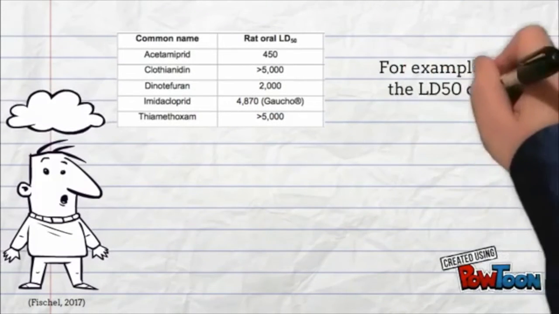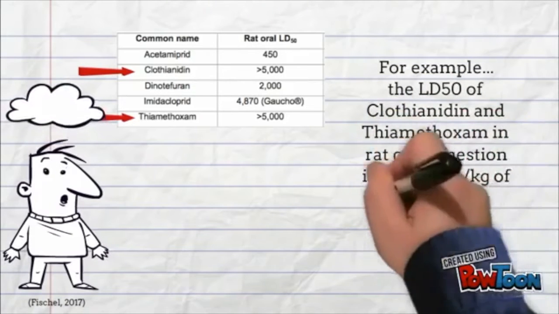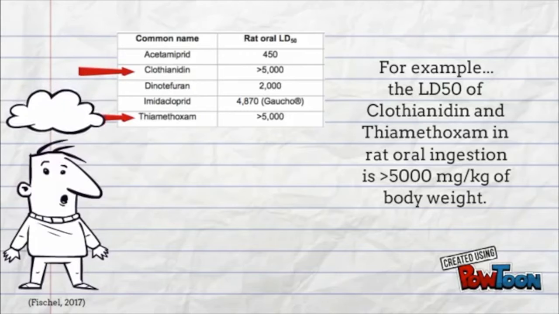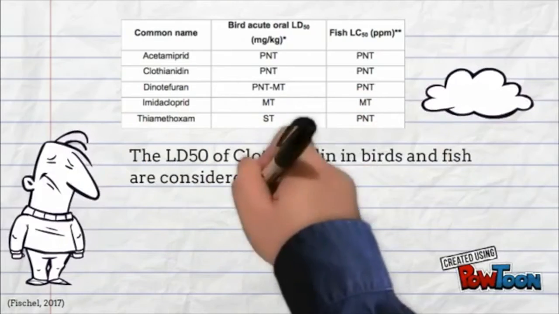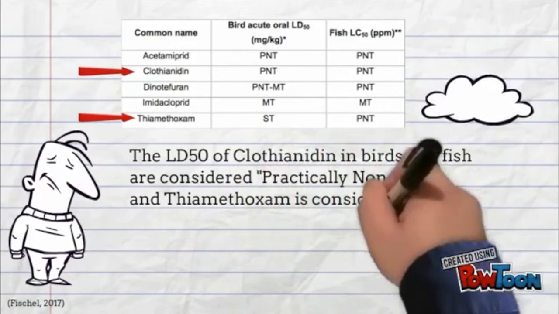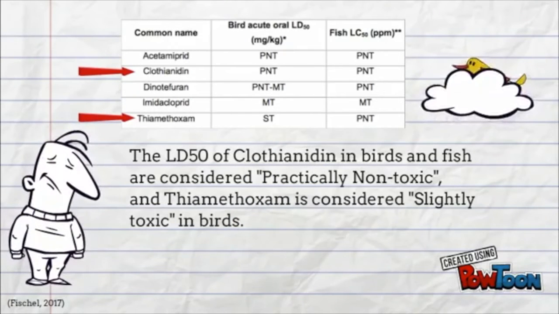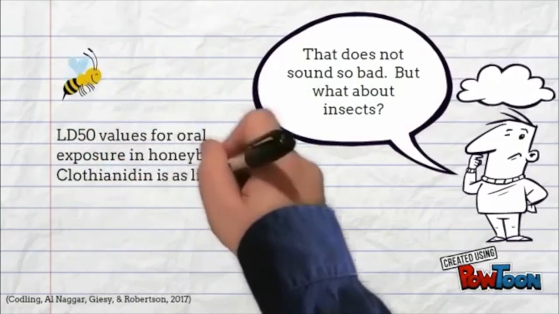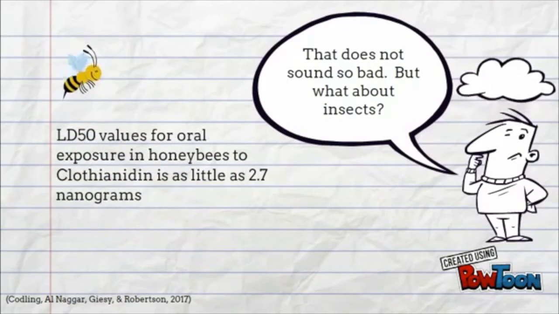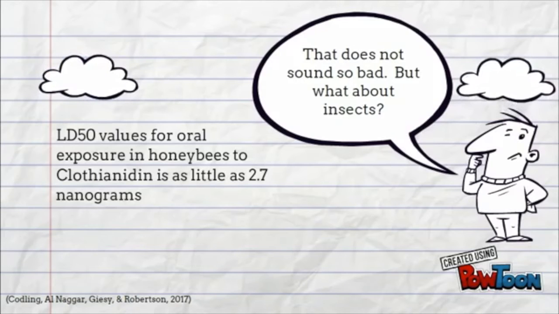For example, the LD50 of two ingredients of neonics, clothianidin and thiamethoxam, in rat oral ingestion is greater than 5,000 mg per kilogram of body weight. The lethal dose 50 of clothianidin in birds and fish are considered practically non-toxic, and thiamethoxam is considered only slightly toxic in birds. The lethal dose of neonicotinoids to insects vary widely. However, the LD50 value for oral exposure to clothianidin is only 2.7 nanograms in honeybees. That is why when these pesticides become airborne and drift in the wind as pollution, only trace amounts are needed to devastate beehives long distances away.